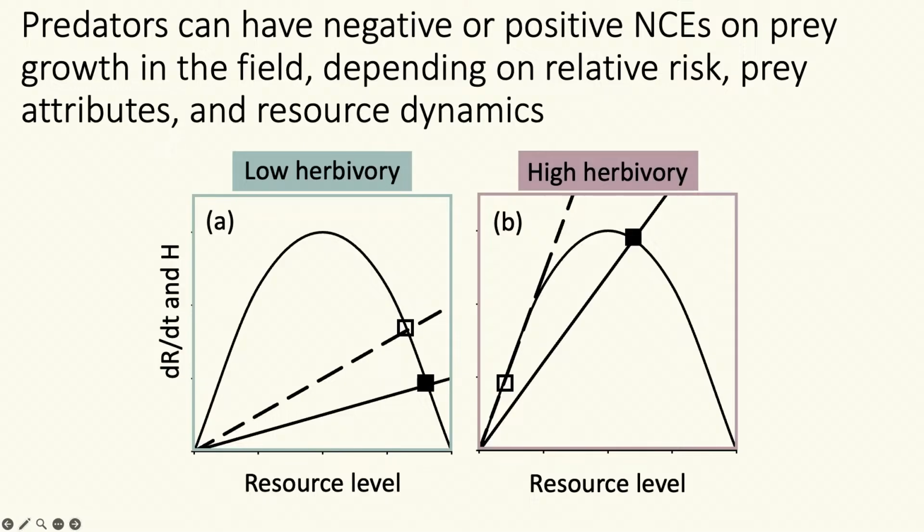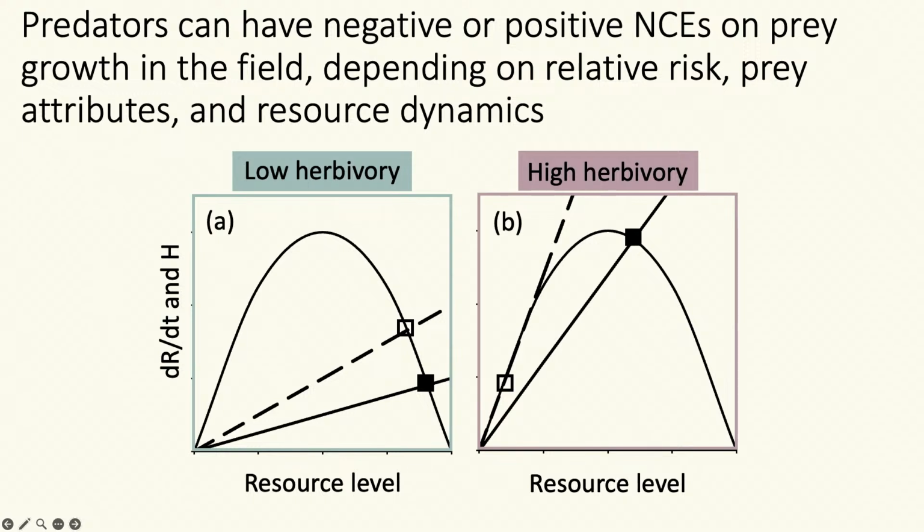On the left-hand side, we have a situation where herbivory is generally low. So the dotted straight line represents a situation where predators are absent or rare, and the solid straight line represents a 50% reduction in prey grazing in the presence of predators. If herbivory is low or inefficient, then what's controlling the abundance of the resource is negative density dependence of the resource. And so that 50% reduction in herbivory actually leads to a lower resource level.